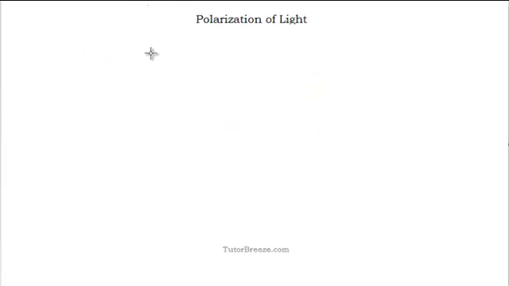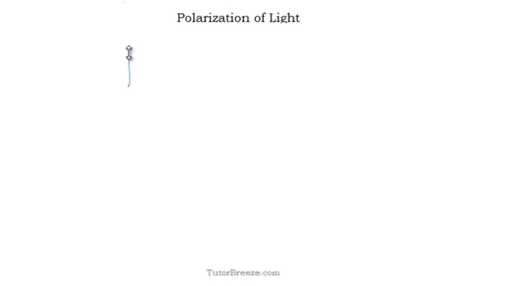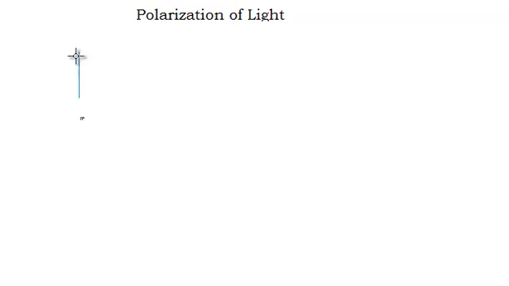Now to summarize, we can say that linearly polarized light can be represented like this by a double-headed arrow. This is linearly polarized light. Unpolarized light can be represented like this with two arrows, and partially polarized light can be represented with one arrow slightly longer than the other. So this would be linearly polarized light.